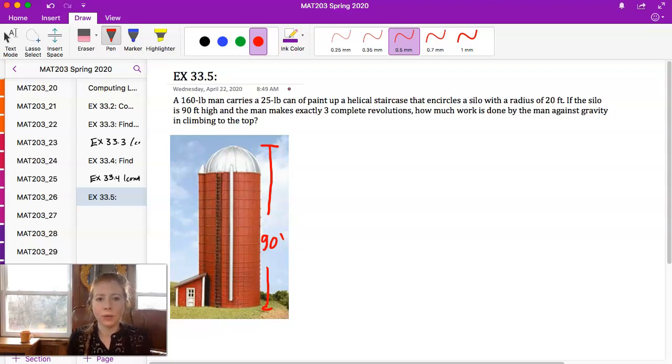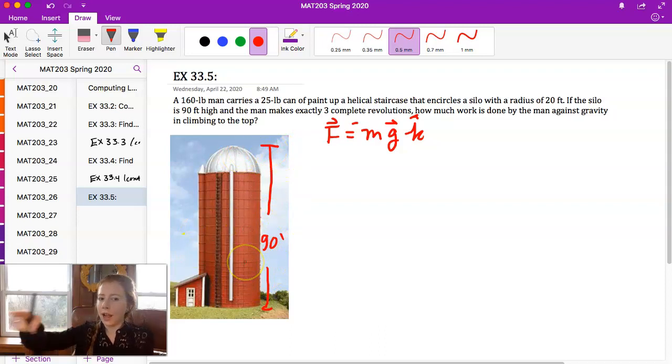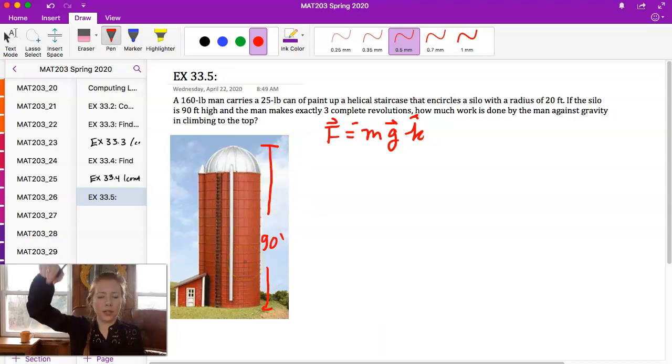So let's start with the mass. Remember that the force of gravity is equal to mass times the acceleration due to gravity, right? And that's going to be acting in the minus k hat direction if we're thinking about this in 3 dimensions. And so this 90 feet is our z component because we're going around basically the unit circle as far as the xy plane is concerned.